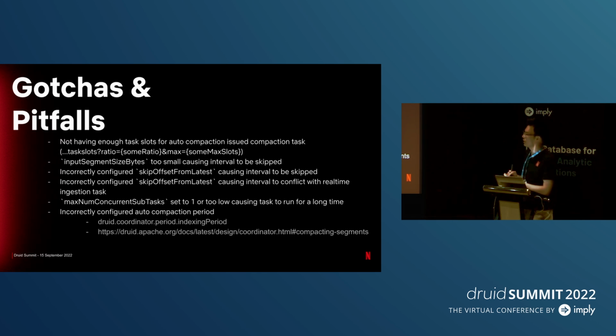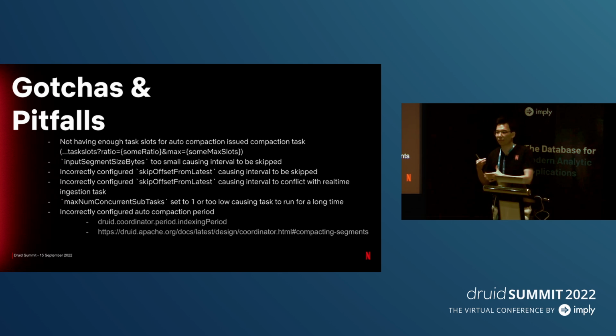The next two are about skip offset from latest. This tells auto-compaction to skip a certain period of time from the latest so that it doesn't conflict with your incoming data that is still coming from real-time ingestion. The skip offset from latest calculates the period from the latest timestamp of your data source, not the current time. So if your data source only has data up to 2021 and you set a skip of 1 month, it will be 1 month from that 2021, not 1 month from today.